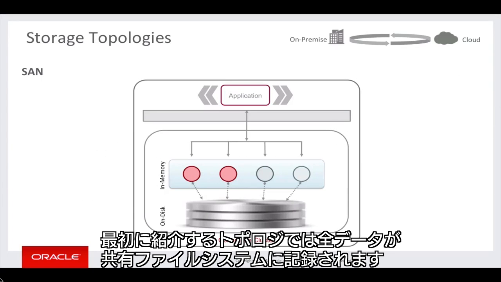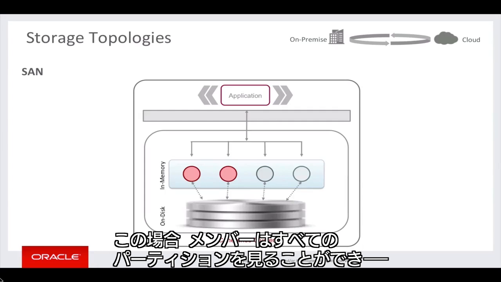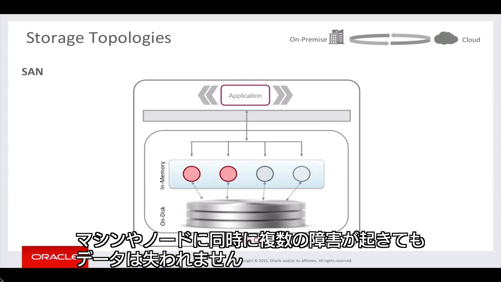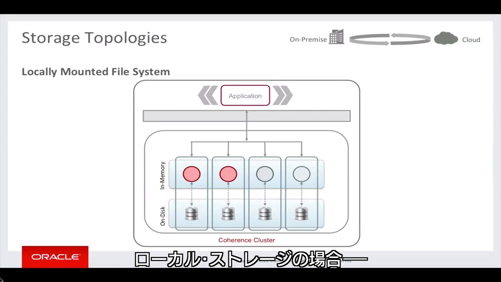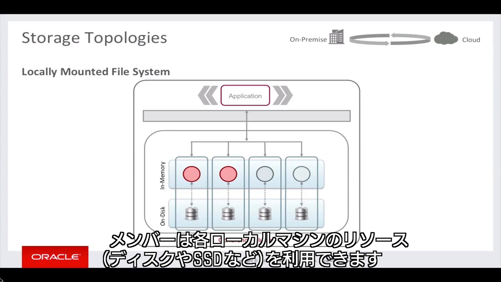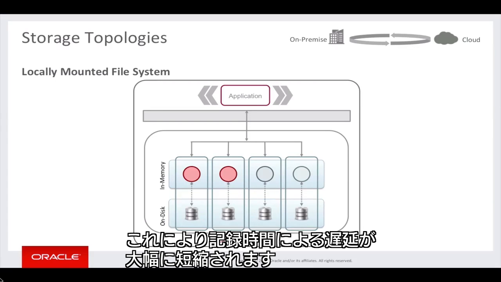The first storage topology is where all members persist their data to a centralized shared file system. In this case, all members can see all partitions, and as such, multiple simultaneous machine or node failures can be tolerated without data loss. With locally mounted file systems, or local storage, each member persists data locally and can take advantage of local resources such as solid-state disks. This allows for very low persistence latencies.